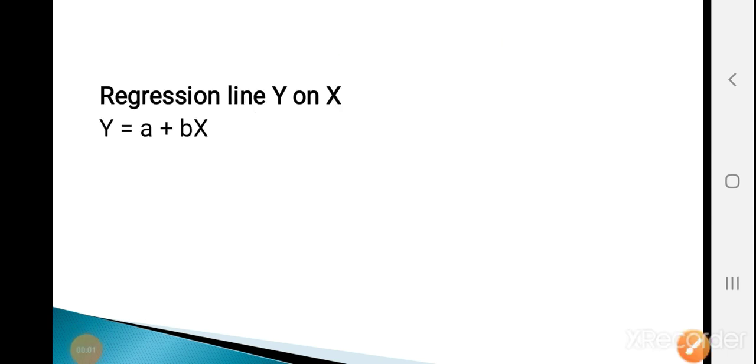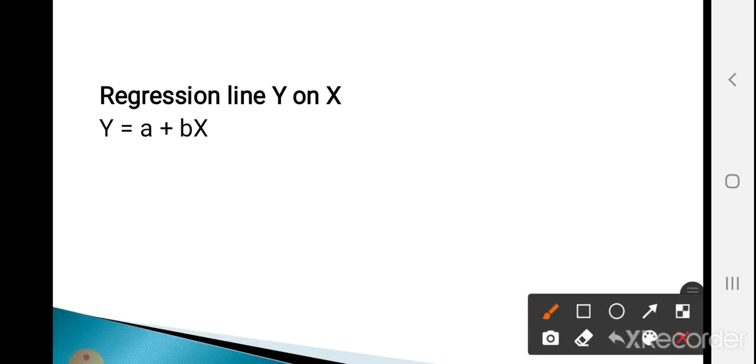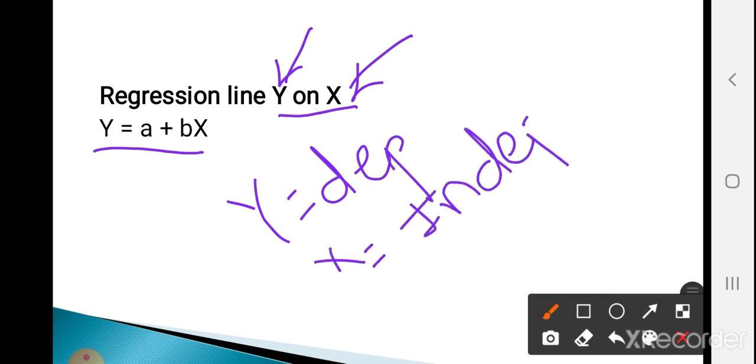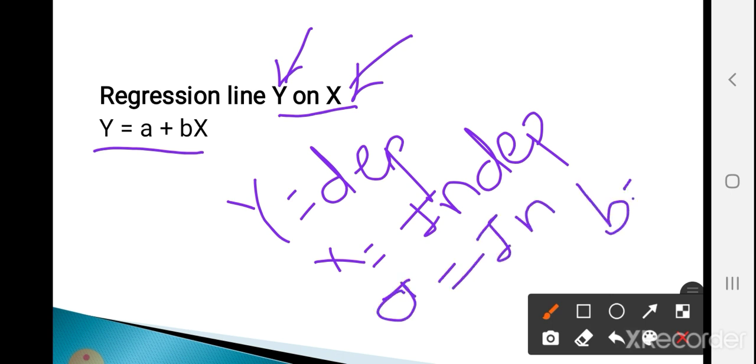There are two regression lines, y on x and x on y. First of all, we look at the regression line y on x. What is meant by regression line y on x? Y on x means y depends on x. That means here y is the dependent variable and x is the independent variable. The regression line y on x is y is equal to a plus bx. This is the equation of a straight line where y is the dependent variable and x is the independent variable. What are a and b? A is the intercept parameter and b is the slope parameter.